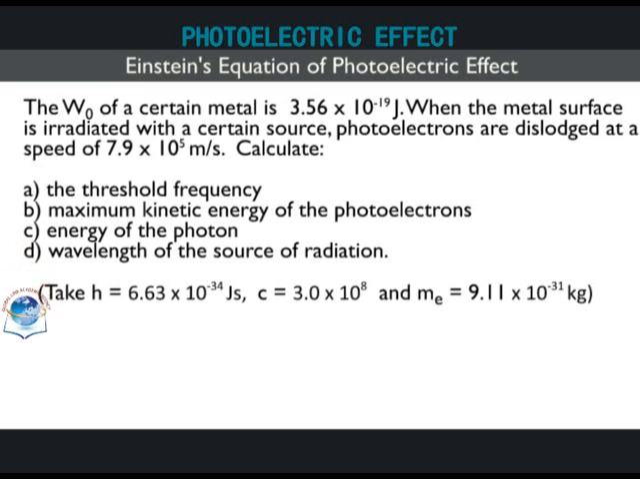Second example. The work function of a certain metal is 3.56 times 10 to power negative 19 joules. When the metal surface is irradiated with a certain source, photoelectrons are dislodged at a speed of 7.9 times 10 to power 5 meters per second. Calculate A. The threshold frequency of the light that will cause emission from the metal surface. B. The maximum kinetic energy of the photoelectrons. C. The energy of the photon. And D. The wavelength of the source of radiation.